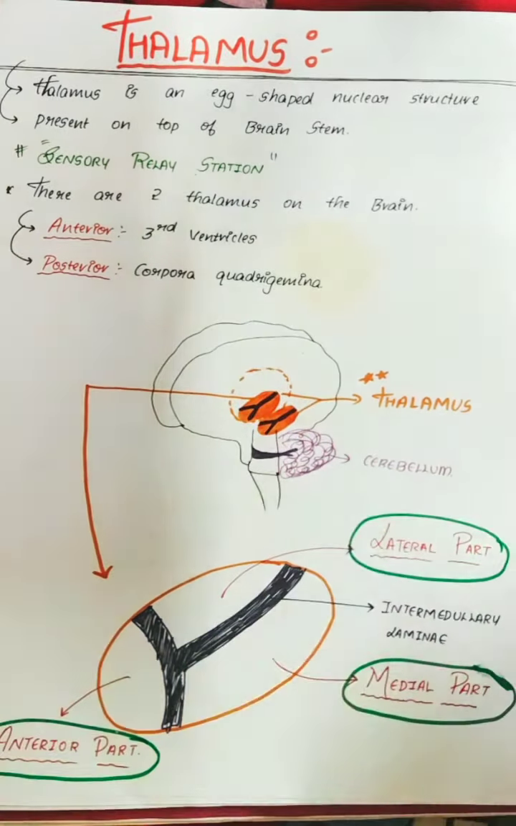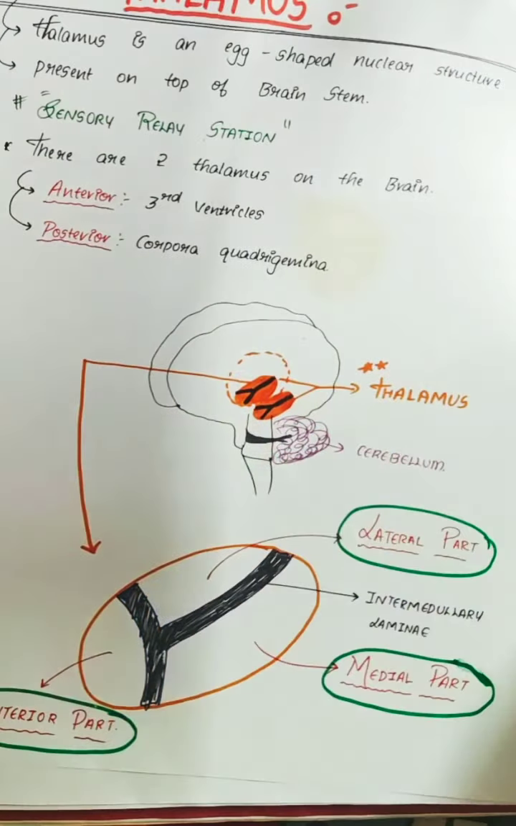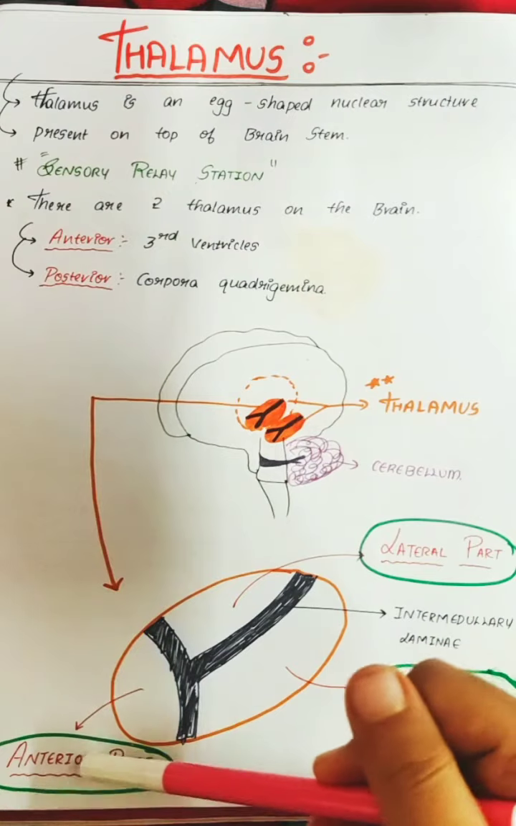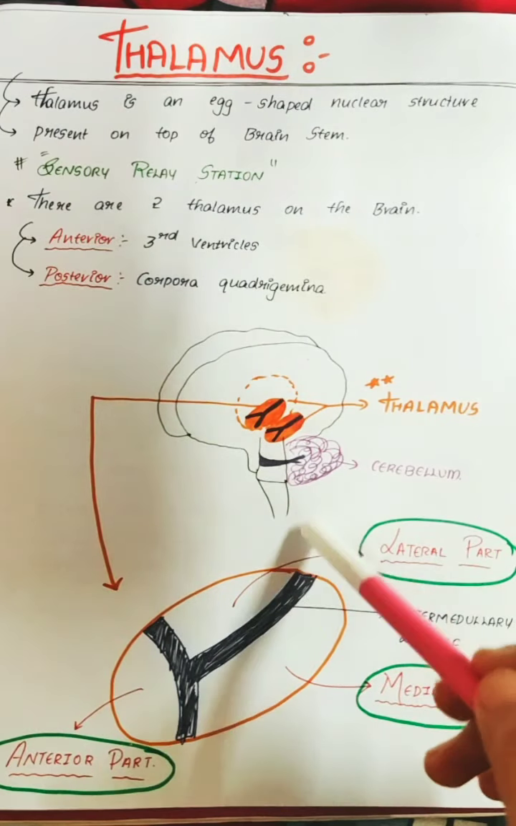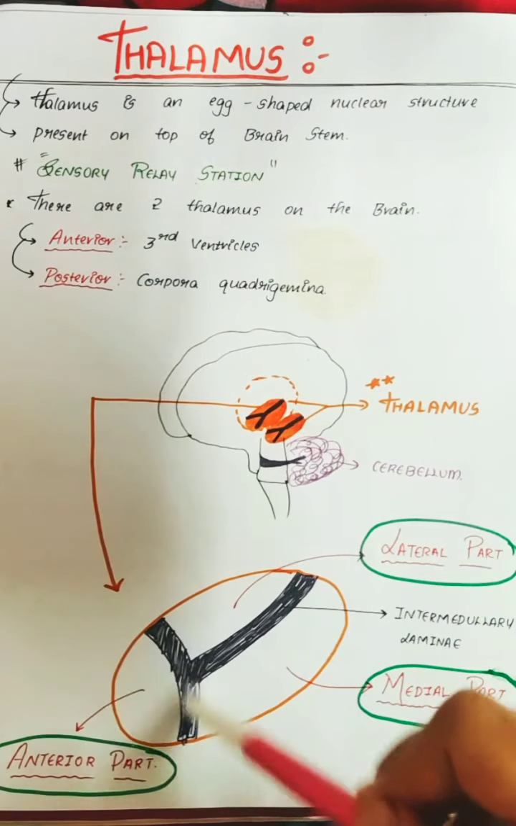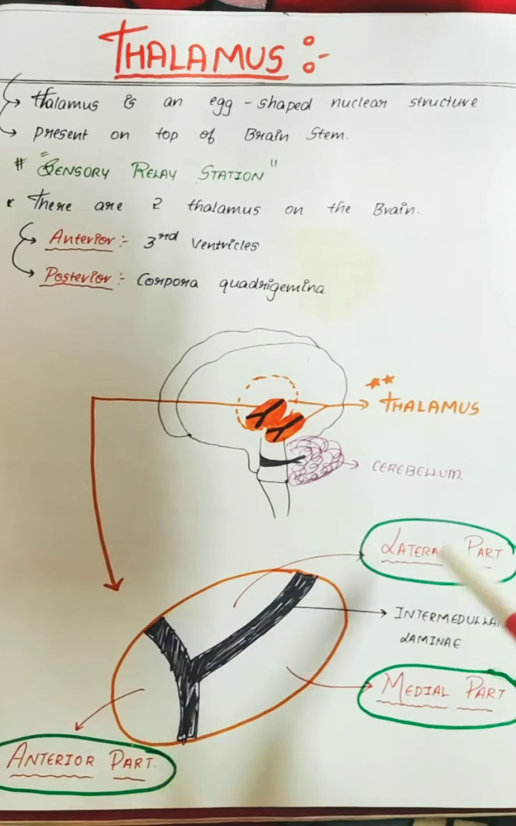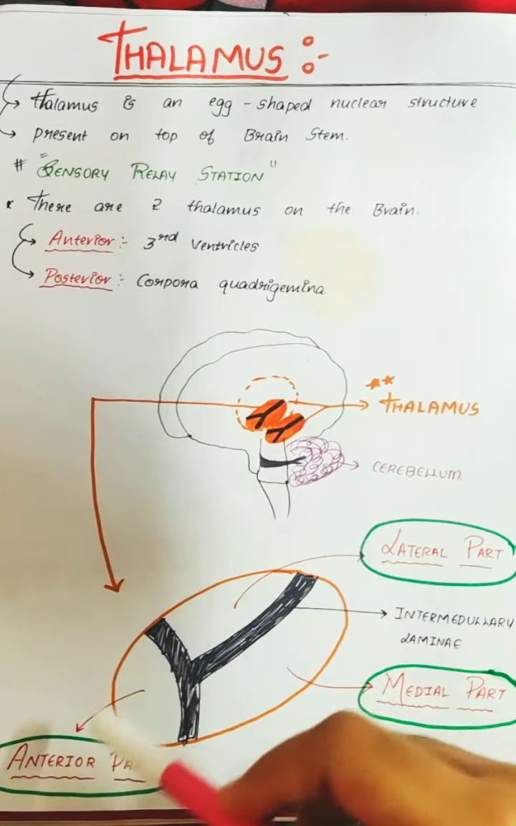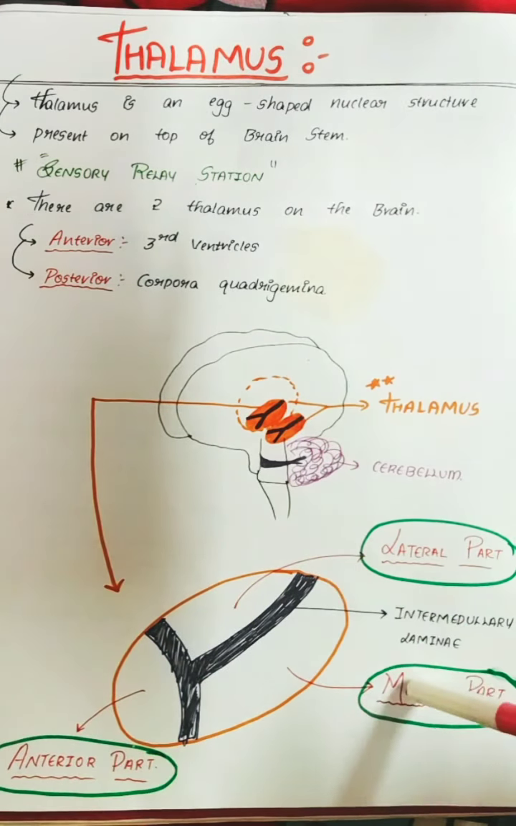If you enlarge this structure, you can see three parts of the thalamus. The front part is called the anterior part. There is a lateral part and there is a medial part. All these three parts are differentiated by a line called the intermedullary laminae. So intermedullary laminae is the one which separates the anterior part, lateral part, as well as the medial part.